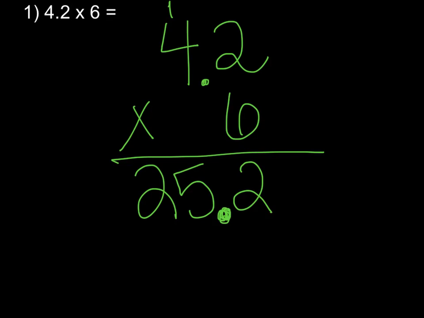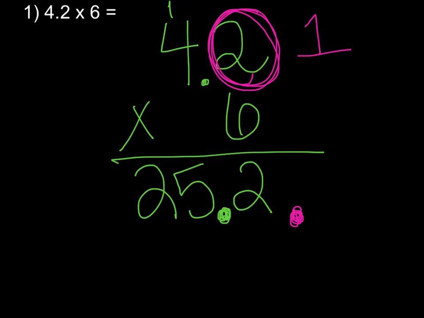Okay, and the trick to figuring that out is by counting in your factors how many decimal place values there are. So if I look at 4 and 2/10, I have 1 decimal place value. 2 is in the 10th place. On my 6, there are no decimal place values. So I have 1 decimal place value. So I'm going to start right here, and I'm going to move my decimal 1 time to the left because of my 1 decimal place value. So that leaves the answer as 25 and 2/10.